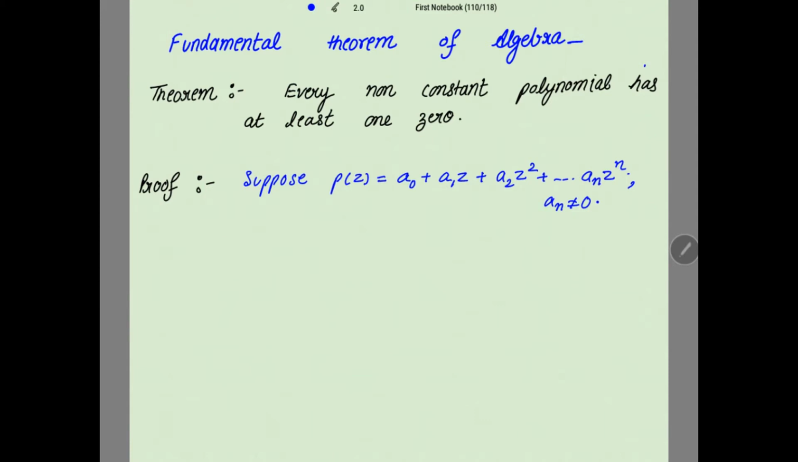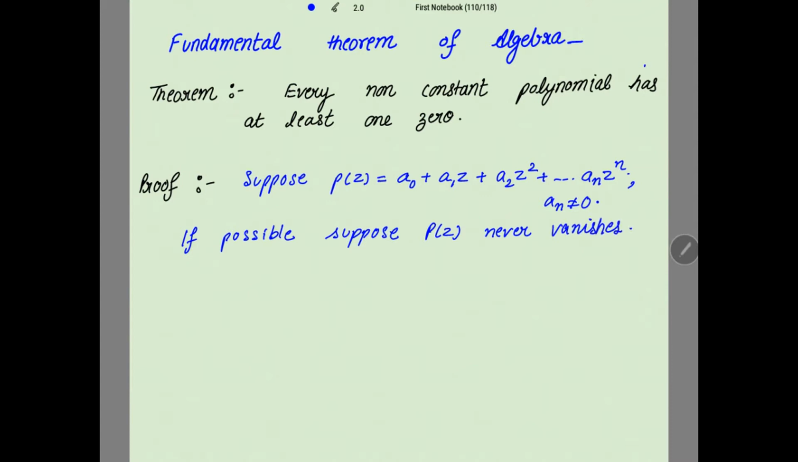We prove this theorem by contradiction. So we have to suppose the other way. Suppose P(z) never vanishes, or it has no root, right? So if possible, suppose P(z) never vanishes.